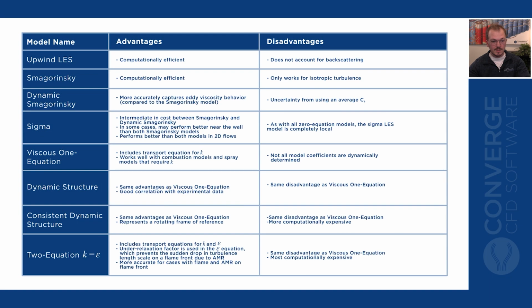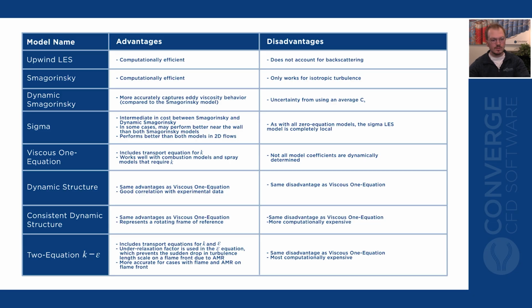The categories are named based on the additional number of transport equations the model must solve. For zero equation models, CONVERGE does not solve any additional transport equations. For one equation models, CONVERGE solves an additional transport equation for the subgrid kinetic energy. And lastly, for two equation models, CONVERGE solves additional transport equations for subgrid kinetic energy and subgrid dissipation. Like the RANS family of models, the particular LES model you'll want to choose depends on a variety of factors. You can pause and review the table on the screen, which summarizes the advantages and disadvantages of each model.